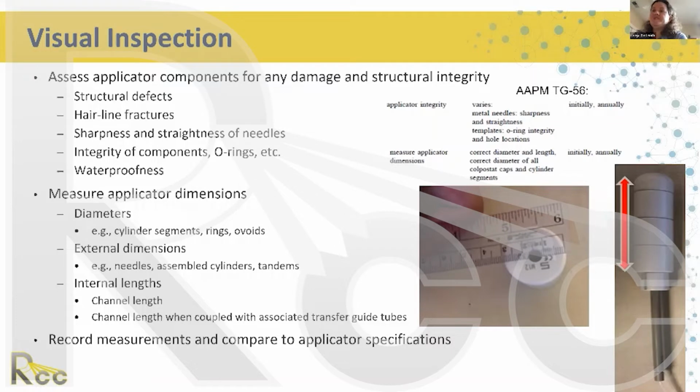Next slide, please. So the visual inspection. AAPM Task Group 56 has a little table that talks about this. We first look if any of the applicator elements got damaged, or if the structural integrity is compromised. On the right-hand side in that picture with the red arrow, you see a cylinder that is clearly not straight, even on visual inspection. Then you could either measure the individual cylinder elements to see if they were correctly manufactured, or check that central tube to see if that got bent in transport.